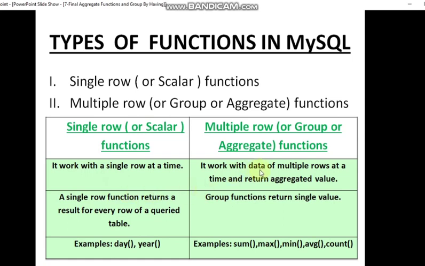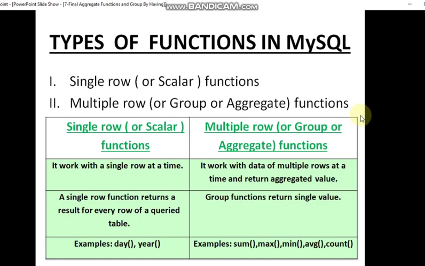Now multiple row functions, these functions are aggregate functions. They summarize the results of a query and return a single value. So they work with data of multiple rows at a time and return an aggregated value. Group functions return a single value. They always return one single value.